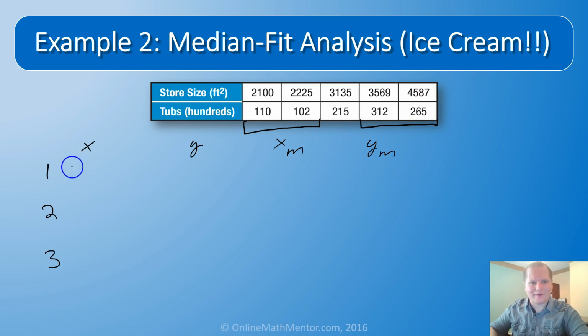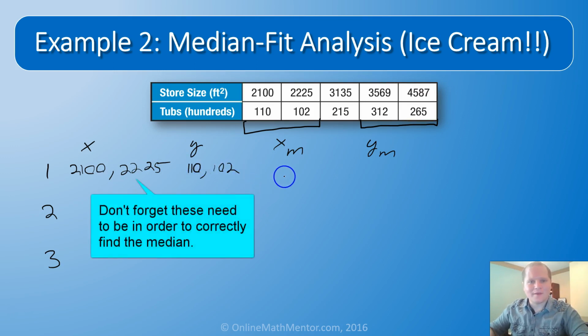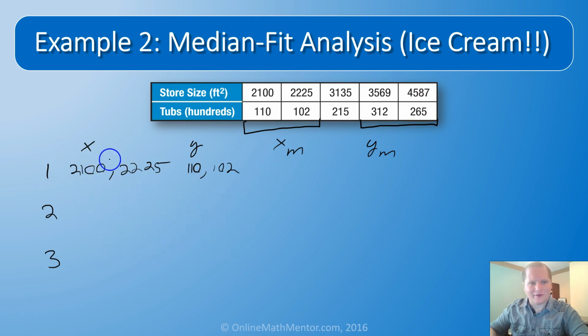So for the first set, we have the x values 2, 1, 0, 0, 2, 2, 2, 5, and the y values of 1, 1, 0, 1, 0, 2. Now the median of the x values, since there's only 2 values here, you would average them. If there was a third value, let's say we had 1, 4, and 5 as the values, it would be the middle term. And if we had 6 on top of that, we would average 4 and 5 and you get 4.5.